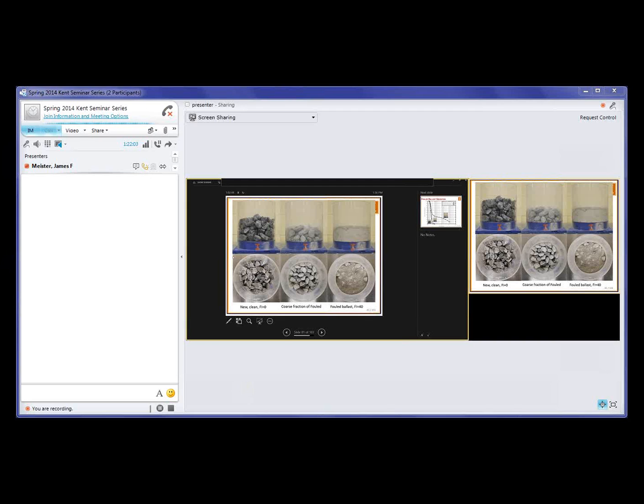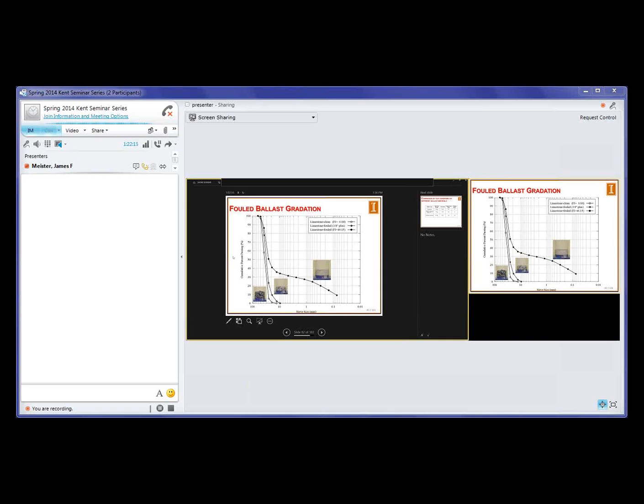Those particles become much more rounded and smaller, while the new ballast particles are much more angular. So here's the gradation of the three different materials. Okay? And we are not able to quantify the shape properties of the fines because they are too tiny.